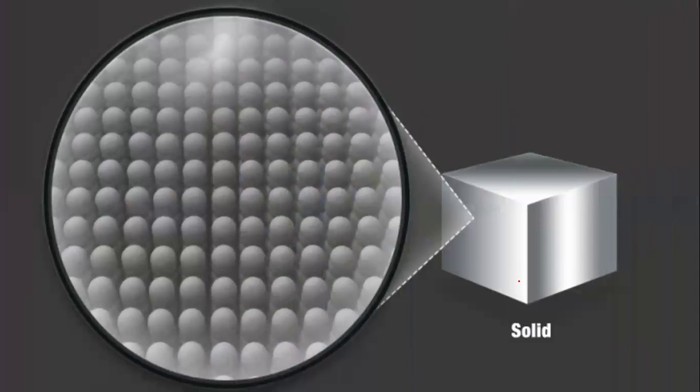You see, this is an example of the particles of a solid. You can see easily they only vibrate in their own place. They cannot pass each other.